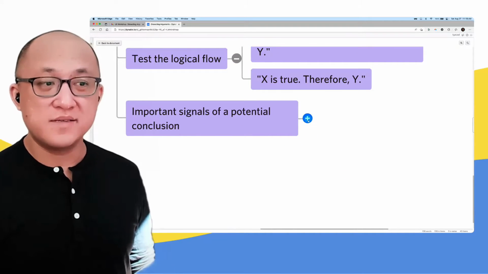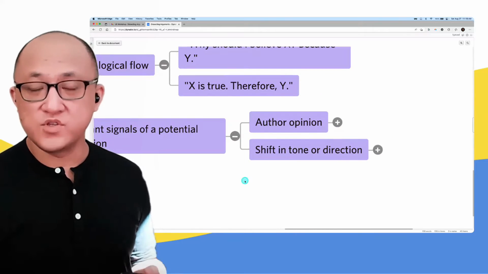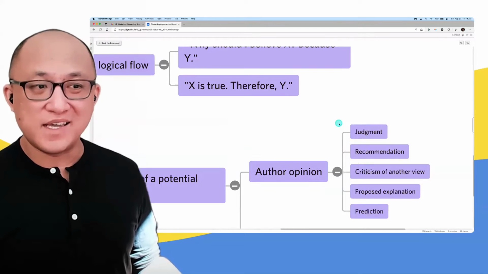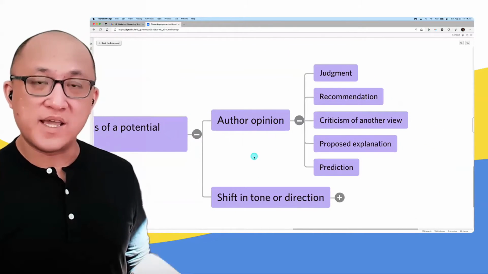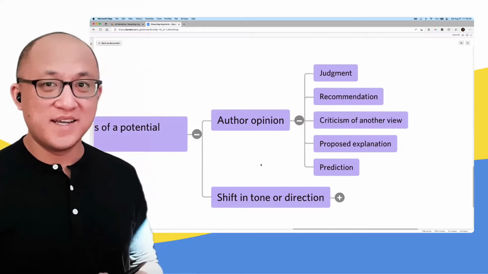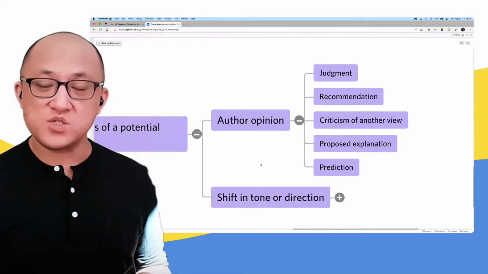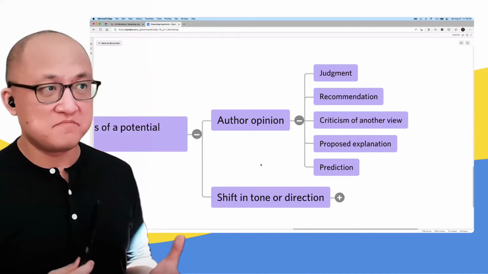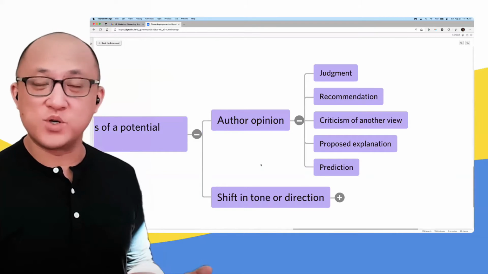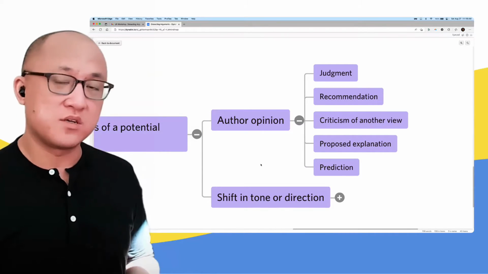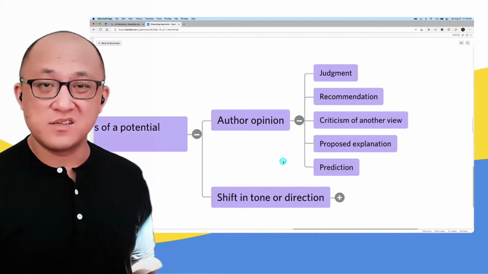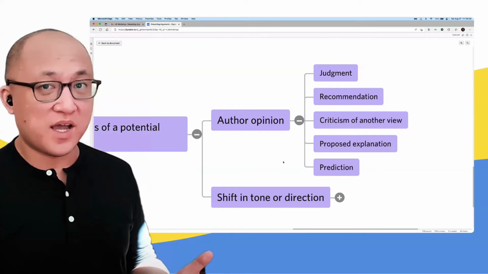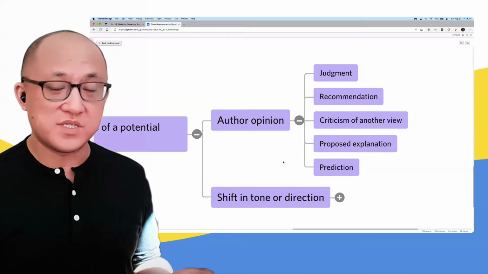And what are those signals? Well, the first one is statements of author opinion. So author opinion includes quite a few different things. We have judgments. So something is good, right? The Chinese Peruvian restaurant is a welcome addition to our neighborhood. Okay, that's my judgment about how good this thing is for our neighborhood. So that's potentially a conclusion, right? A judgment often is a moral judgment as well, right? This is justified. This is not justified. This is acceptable. This is not acceptable.